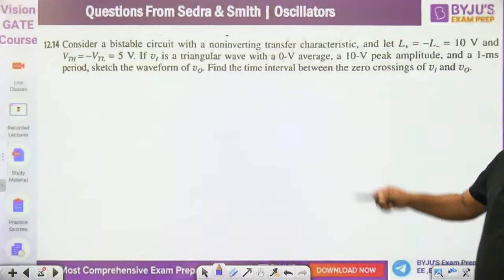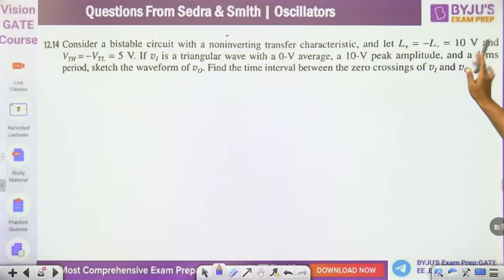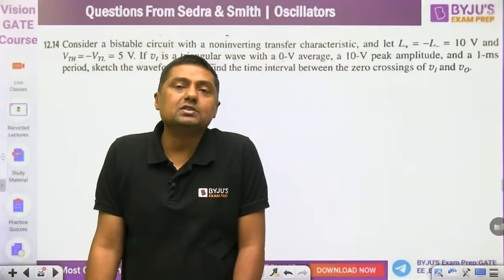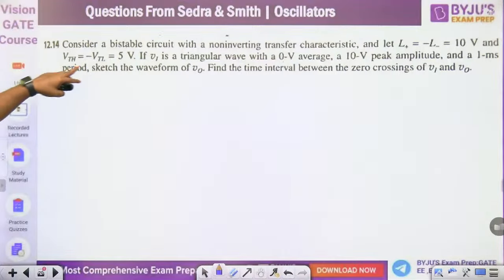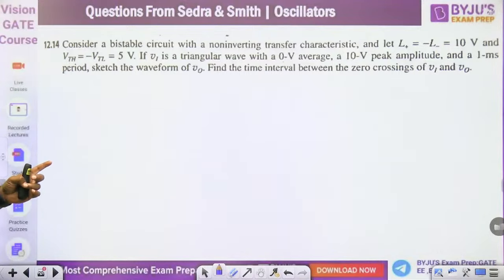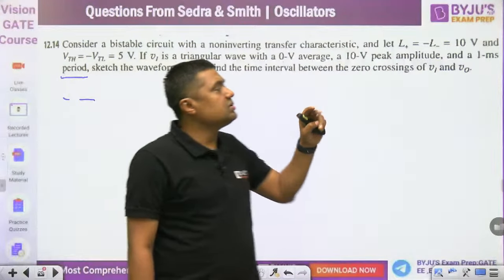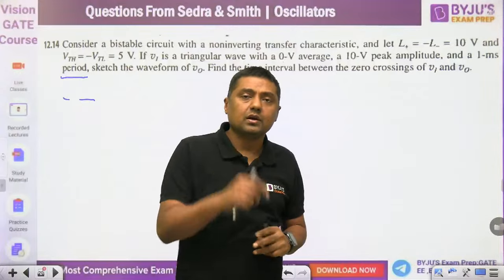Then next one, consider a bistable circuit with non-inverting transfer characteristics and let L positive and L negative is 10 volt. Means again we are having limited voltage. Now it is L positive and L negative. Are you getting my point? It is not a saturation voltage, it is a limited voltage. So when I am talking about the limited voltage, then we are connecting what? Zener diode. What is the upper threshold and lower threshold? 5 volt. If VI is a triangular wave with a 0 volt average, 10 volt peak amplitude and a 1 millisecond period, sketch the waveform of the V0. Find the time interval between the 0 crossing of VI and V0. Are you getting this question, students?